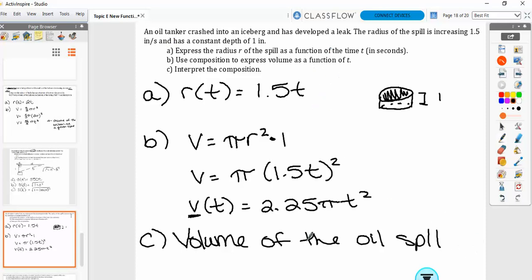I don't understand that. How can an oil spill be looking like a soup can? Well, it has a constant depth to it, is what I was trying to get at. The oil was spilled into a soup can. Just think about that. So basically, it would allow us to find at any given point in time how much oil has been spilled.